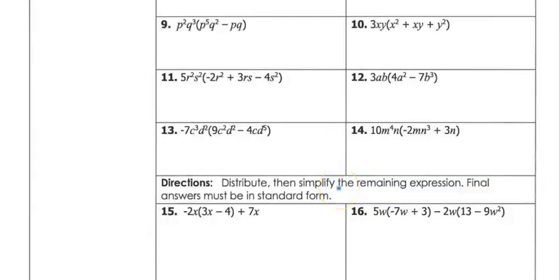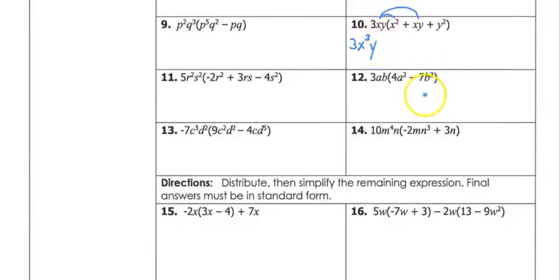All right, skipping down to number 10, sometimes we have multiple variables, but we did this in our unit on exponents. It's the same thing. So here, 3xy times x squared, that's going to be 3. X times x squared is x to the third, and then y, I'm just going to bring down because there's no y in this term.